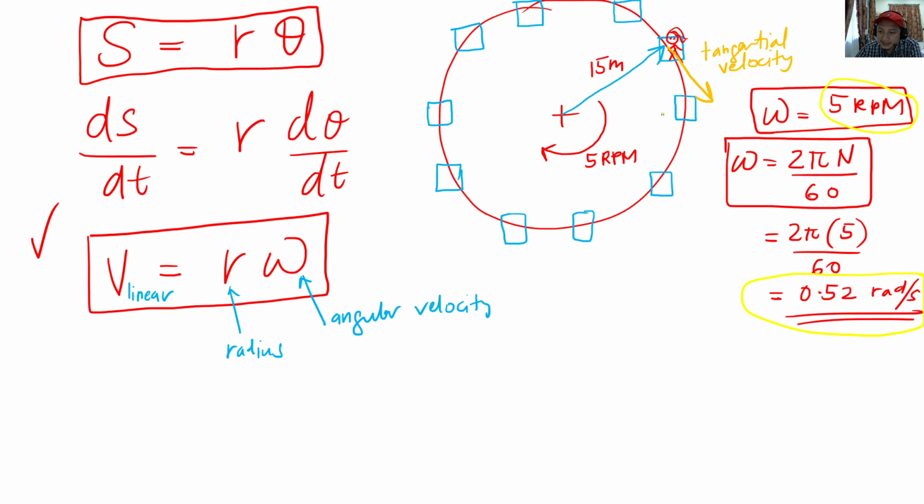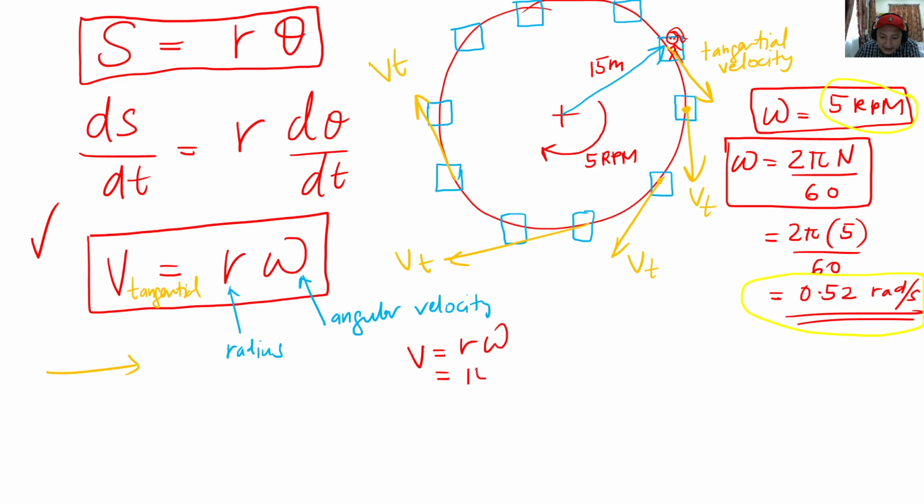This velocity is tangential. So wherever you are on the ride, you experience this one. V tangential. V tangential. V tangential. V tangential. So you feel the tangential velocity. So it's not linear. Boleh lah linear lah tu. Tangential. You feel the straight line lah. The straight line velocity. And what is your straight line velocity? Use this formula lah. V is equal to R omega.